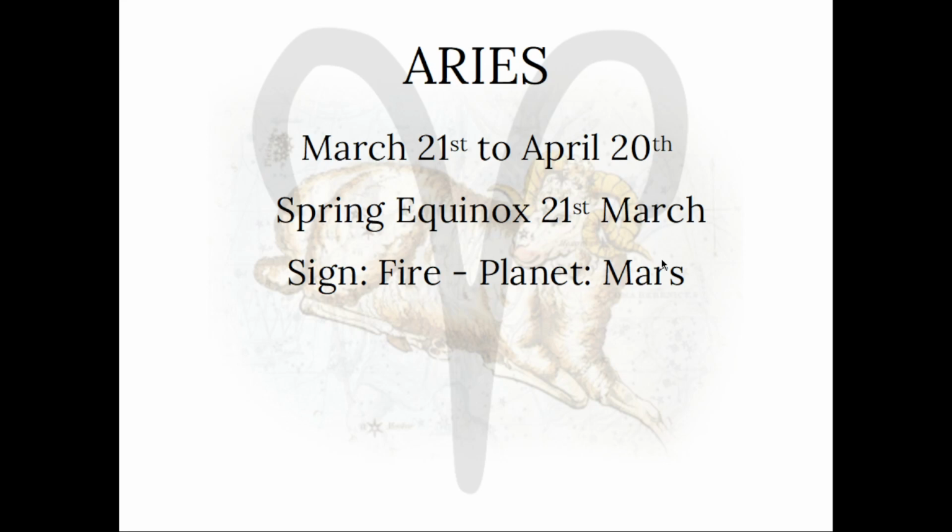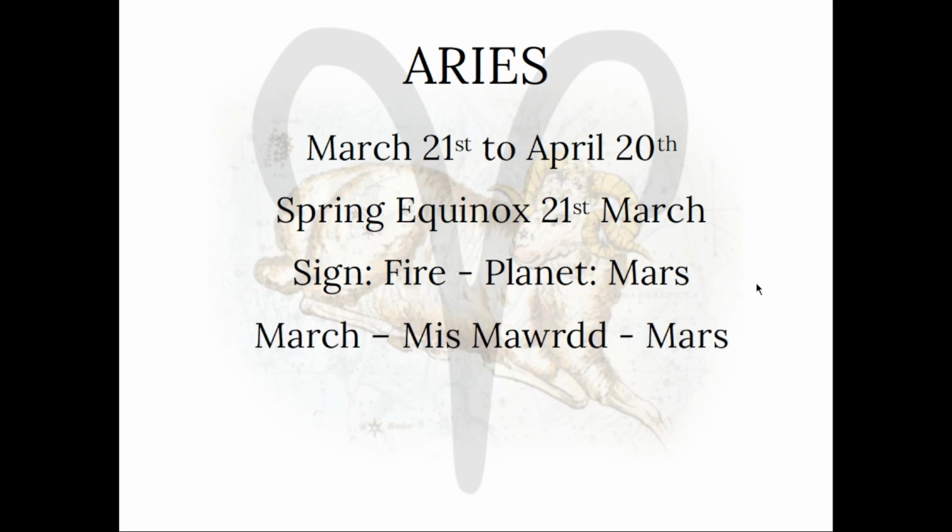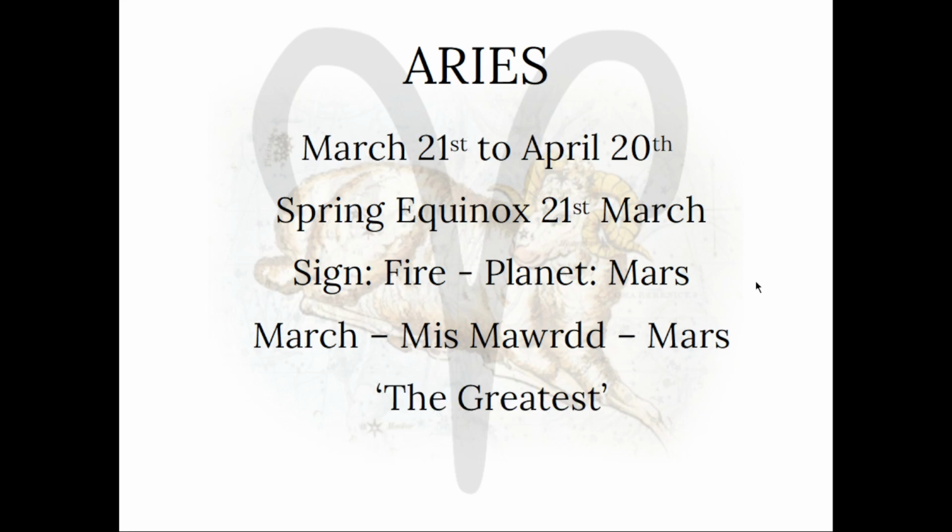The sign of this astrological sign is fire, and the planet associated with Aries is Mars. It starts in March. In Welsh, that is Mis Mawrth, and Mawrth means Mars. The English translation of Mawrth is the greatest, and there is a video on the YouTube channel there explaining the origin of that if you want to check that out.